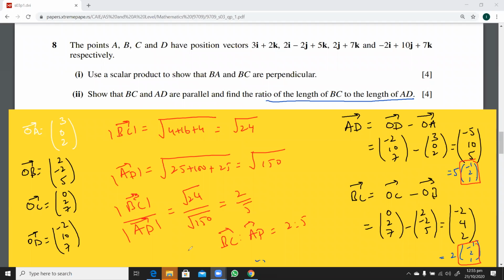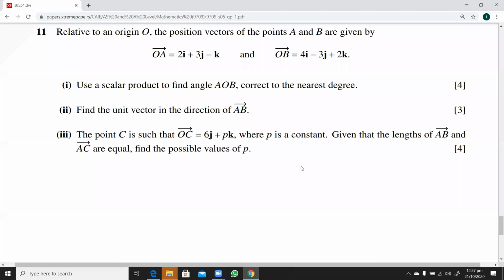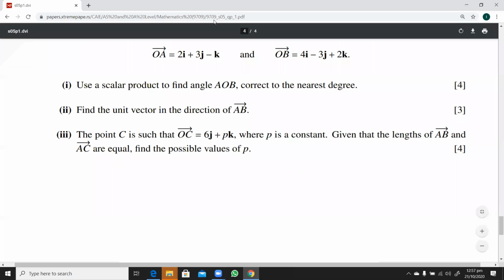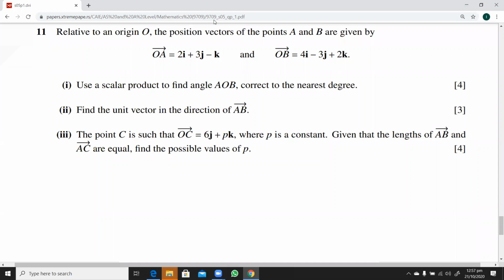Let's do one more question. You see, this is another question. You must find this easy, guys. It says use a scalar product to find the angle AOB. So you must draw this quickly. You have to find this angle AOB, okay? So you should have OA and OB for that.